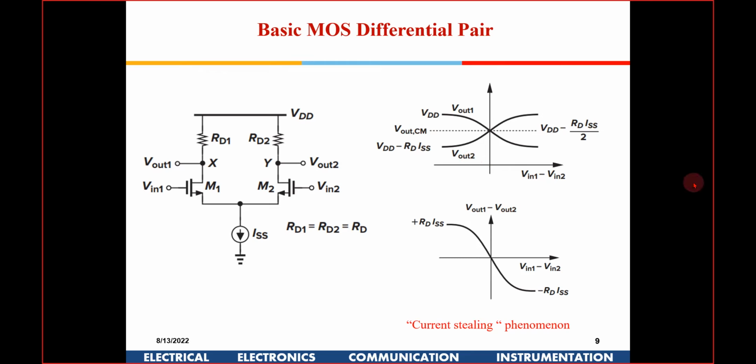Sir, right. Second thing, what you told, when all the current flows through the M2 transistor, how will the graph look like here?